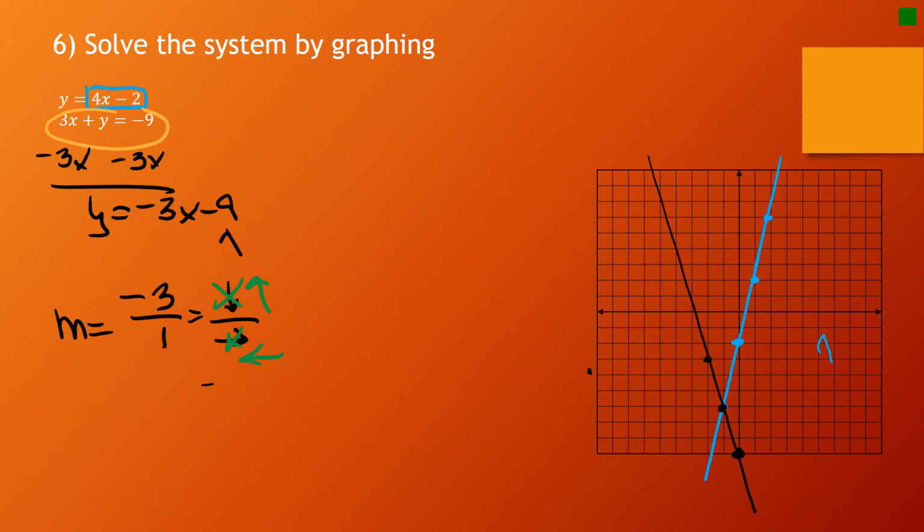All right. So right here, people, that is my solution. It is 1 to the left, so it's at negative 1, and it is down 1, 2, 3, 4, 5, 6, so it's negative 1, negative 6. All right, let's find the next one.